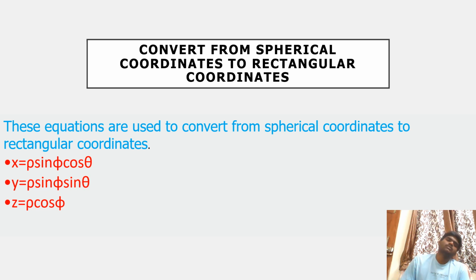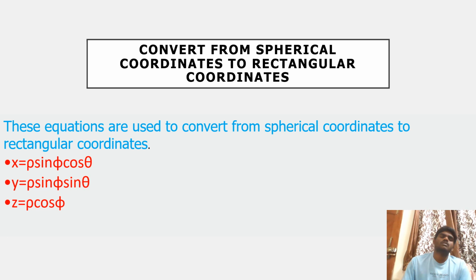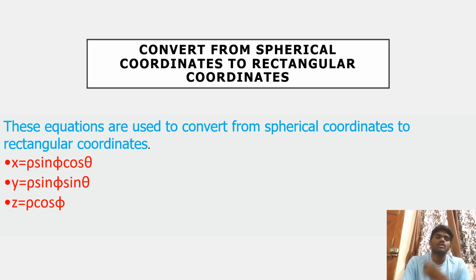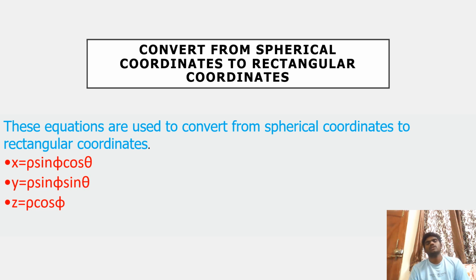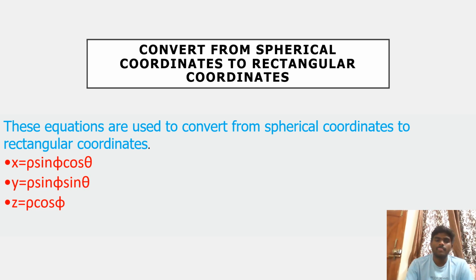Again, these equations are used to convert from spherical coordinates to rectangular coordinates, where x equals rho sine phi cos theta, y equals rho sine phi sine theta, and z equals rho cos phi. So these are the three formulas to convert the spherical coordinates to the rectangular coordinates.